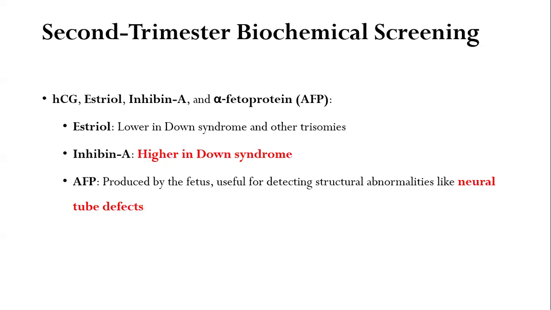The second trimester biochemical screening is usually done at 18 to 20 weeks. This includes biochemical parameters like HCG, estriol, inhibin A, and alpha fetoprotein. Estriol again is lower in Down syndrome and trisomy 13 and 18. Inhibin A is high in Down syndrome, and HCG is also high in Down syndrome. And alpha fetoprotein is particularly produced by the fetus, and it is useful for detecting structural abnormalities like neural tube defects.